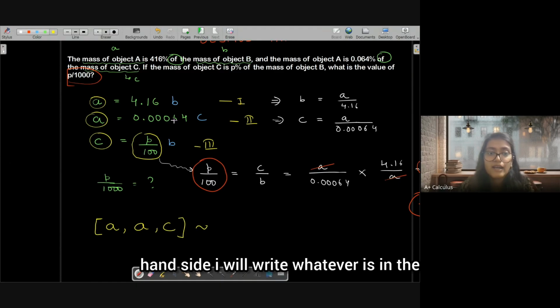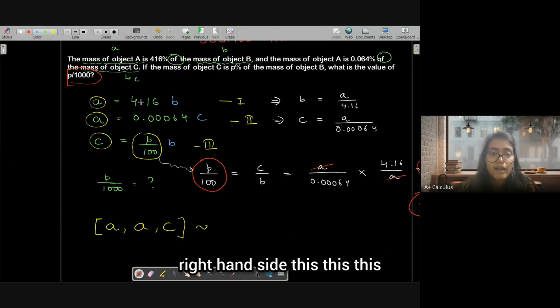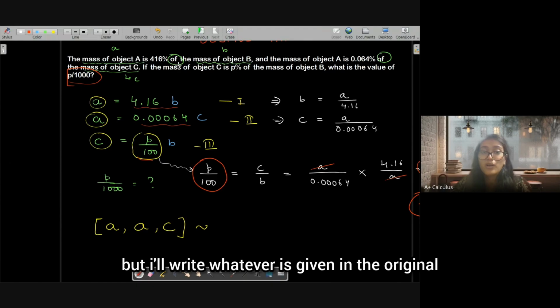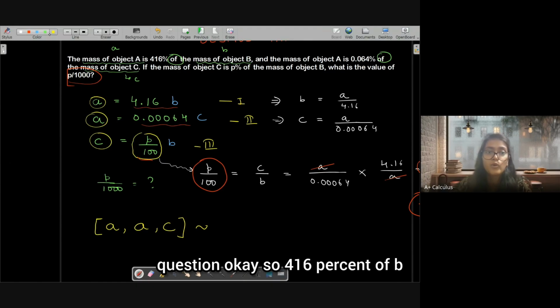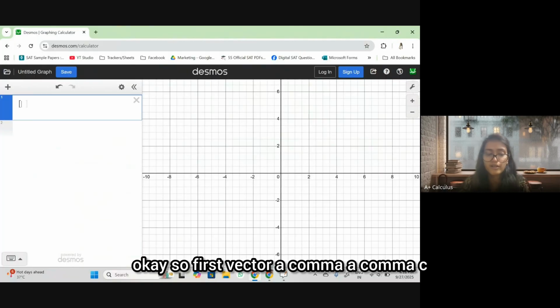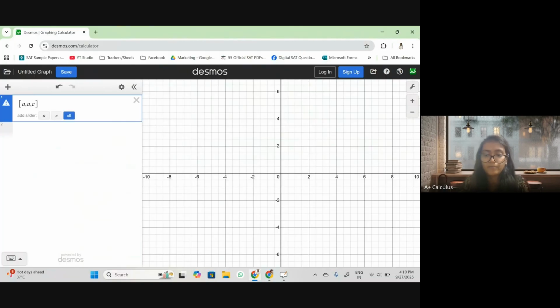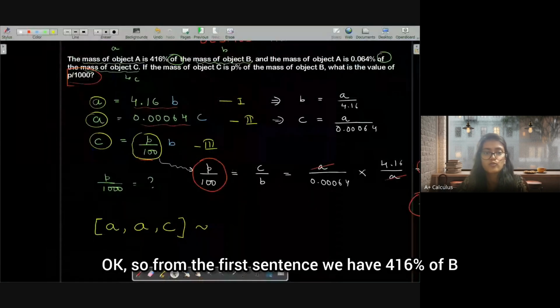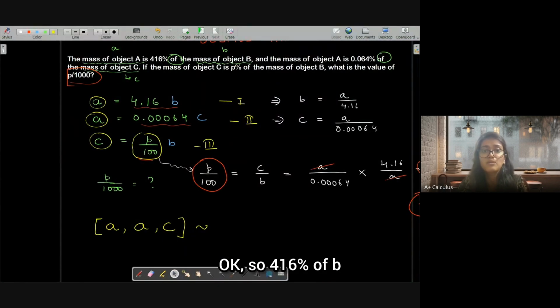Then on the right hand side, I will write whatever is in the right hand side. But I'll not write the equation, but I'll write whatever is given in the original question. Okay, so 416% of B. That's what I'm going to type. Let's see. Let's go to DESMOS. Okay, so first vector, A, comma, C. Then squiggly line, the next vector. Okay, so from the first sentence, we have 416% of B.